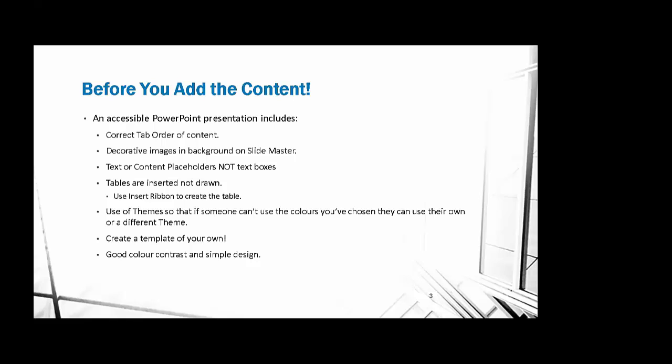In Word, we talked about the fact that there was no real understanding of null alt text. In PowerPoint, if you put an image on a slide master, the screen readers ignore it, and when you convert the document to tagged PDF, they're automatically generated as artifacts. You want to insert tables, never draw them. You want to provide alt text for your images and use good color contrast. So these are some of the things that you need to take a look at.